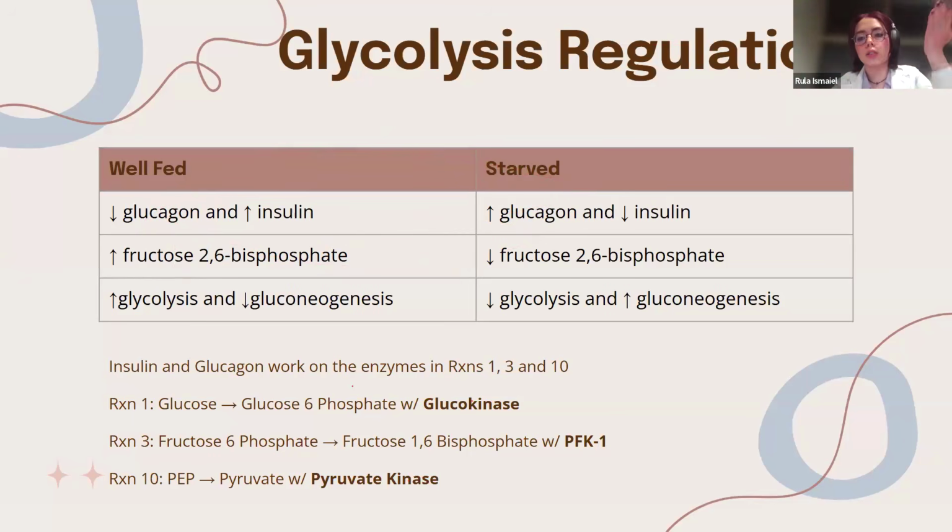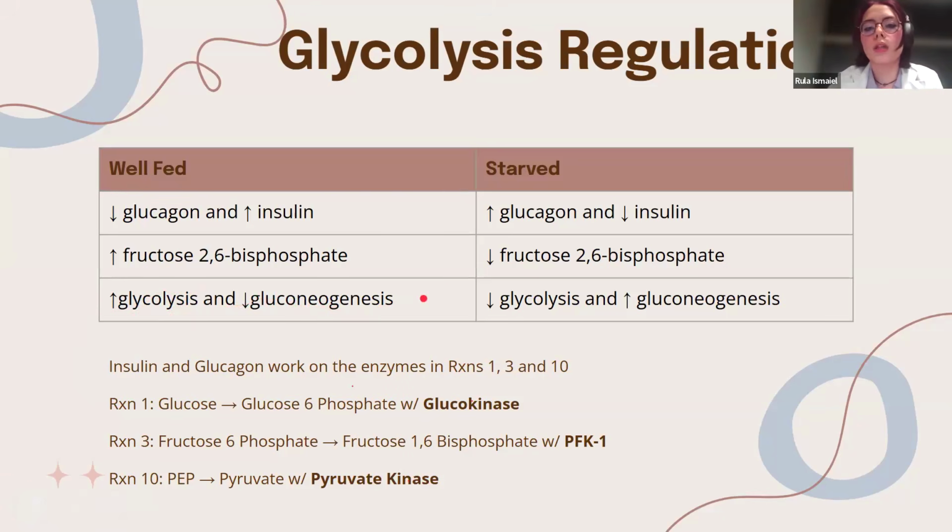Since there is an increase in fructose 2,6-bisphosphate, there is an increase in glycolysis, because fructose 2,6-bisphosphate is pushing PFK1 to catalyze the reaction that is the rate limiting step, and the committed step as well. So when fructose 2,6-bisphosphate is increased, there's an increase in glycolysis because it affects PFK1. Increase in glycolysis and decrease in gluconeogenesis.